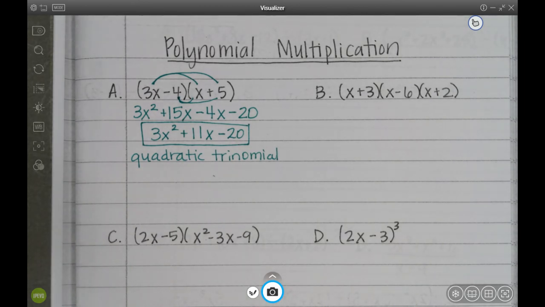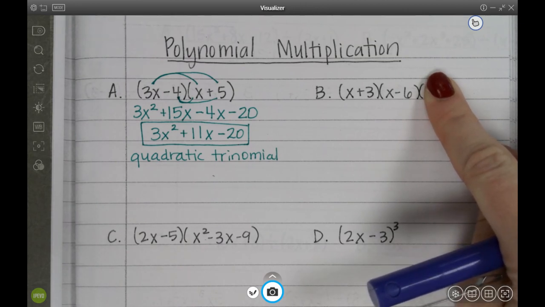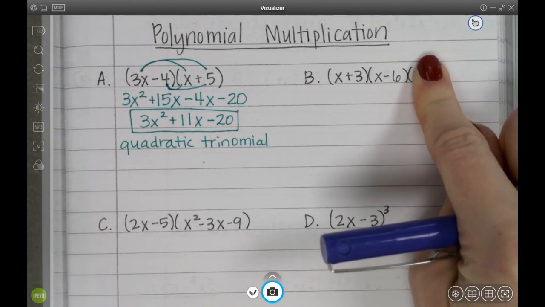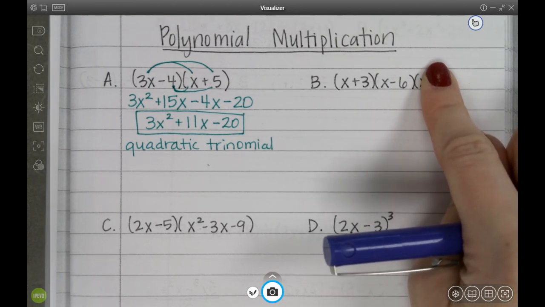Okay, part B. The way I recommend doing these problems is to ignore that third set of parentheses, multiply the first two, and simplify, and then multiply the third one. Don't try to do all three at the same time because it won't work. It'll give you the wrong answer. Why not? Because it's complicated. Just don't do it.